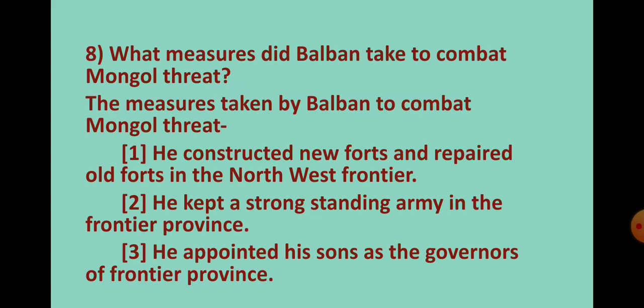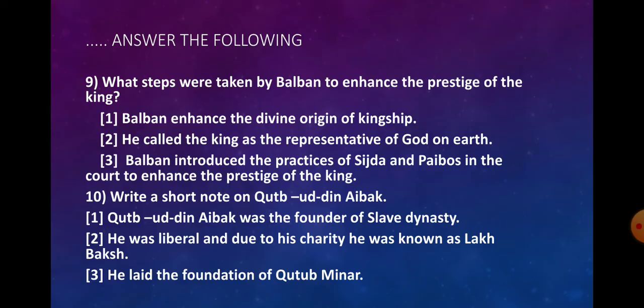Now 8th question. What measures did Balban take to combat the Mongol threat? 3 points. The measures taken by Balban to combat the Mongol threat are as follows. First point, he constructed new forts and repaired old forts in the northwestern frontier. 2. He kept a strong standing army in the frontier province. 3. He appointed his sons as the governors of the frontier province.